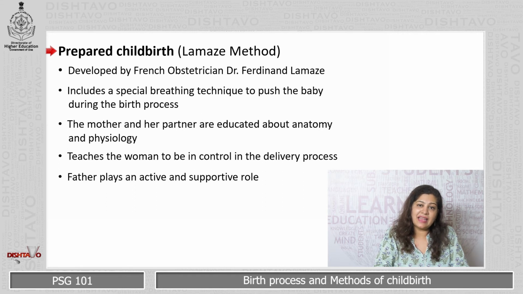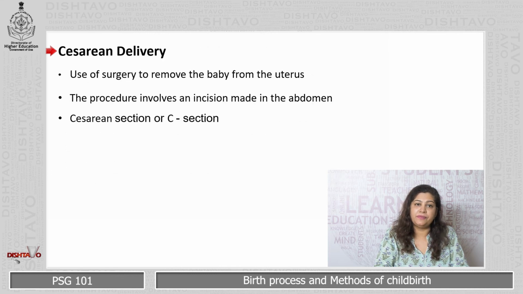Anatomy is the study of the structures of the body, while physiology is the study of the functions of the structures of the body. In this method of childbirth, the woman is taught to be in control of the delivery process. The father too plays an active and supportive role.